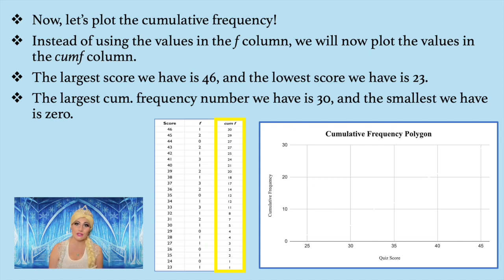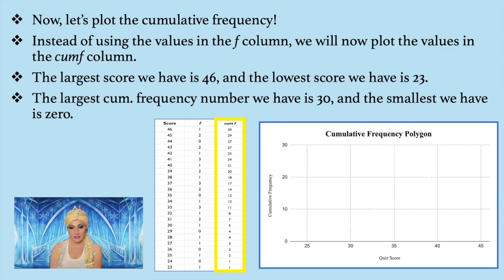However, what changes now is the cumulative frequency values. We can see that the largest cumulative frequency number we have is 30, because there are 30 students in my class who took the quiz, and the smallest frequency we have is 0. So what we need to do is change the increments that we have for the y-axis, but we can keep the x-axis the same. Just to keep spacing in consideration, I'm going to choose increments of 10 for the y-axis. So 0, 10, 20, and 30 for the cumulative frequency, and I'm going to have my increments of 5 for the x-axis for the scores.